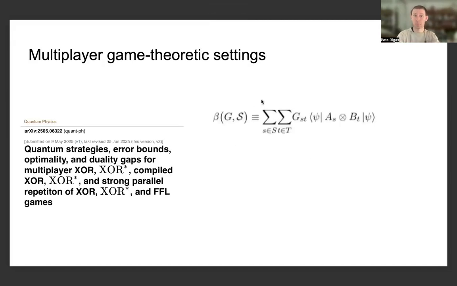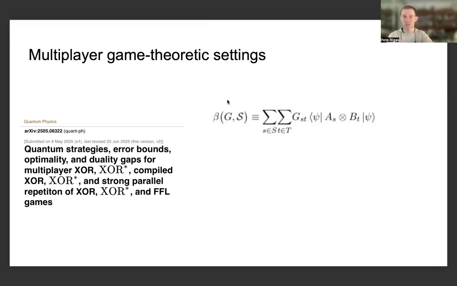And again, now that we've been discussing the two-player game theoretic setting, I wanted to move over to the multiplayer game theoretic setting, which is the subject of work from a recent preprint that I put out on the arXiv earlier this year, on quantum strategies, error bounds, optimality, and duality gaps.